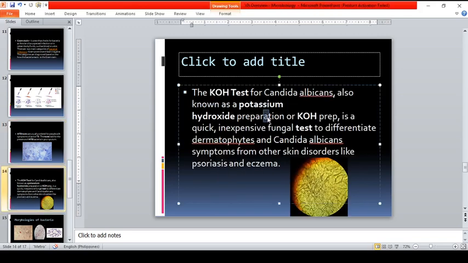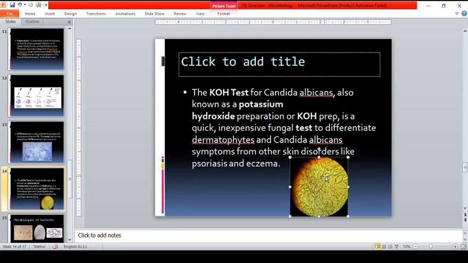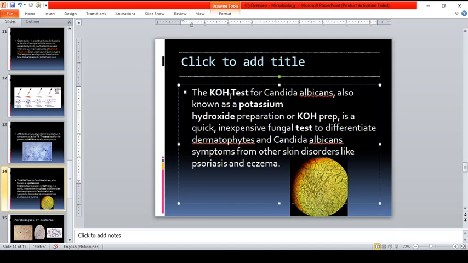Another test, that is the KOH test for Candida albicans, which is also known as the potassium hydroxide. Okay, the potassium hydroxide is the reagent that is used for the KOH test. So that is a quick, inexpensive fungal test to differentiate dermatophytes and Candida albicans symptoms from other skin disorders like psoriasis and eczema. Okay, so that is for the potassium hydroxide. So actually KOH is the chemical symbol for potassium hydroxide.